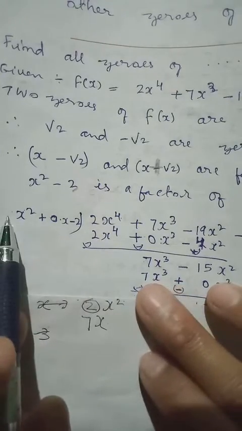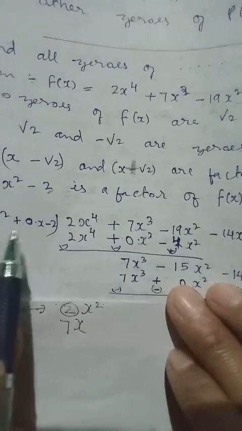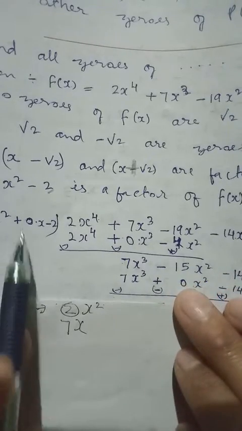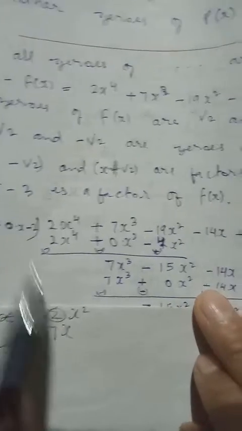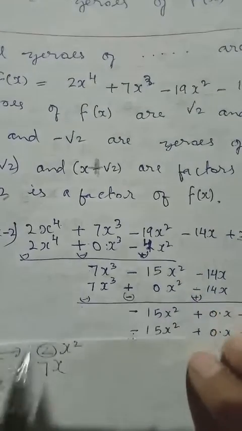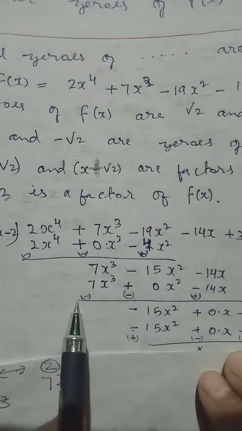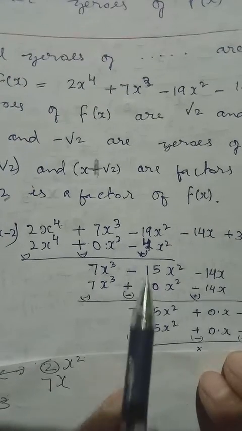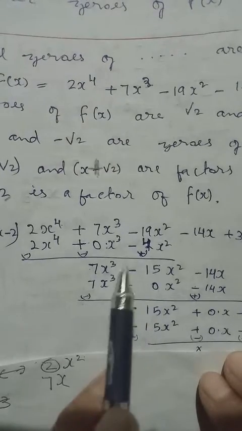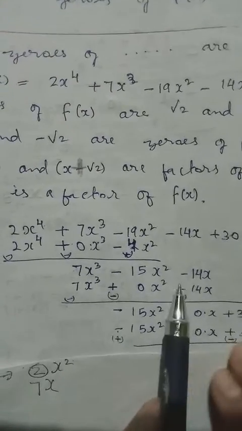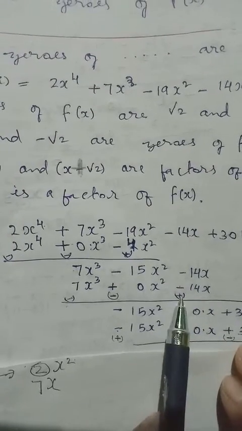7 into 1, 7, x into x square will be x square, plus 7 into 0, 0, x into x, x square. Then we have minus 7 into 2, 14 with x. So we multiply again with minus here. 7 minus 7 becomes 0. Minus 15 minus 0 will be 15. 15 is greater, so we are left with minus sign. Then 1 minus 1 plus, so 14 minus 14 becomes 0.